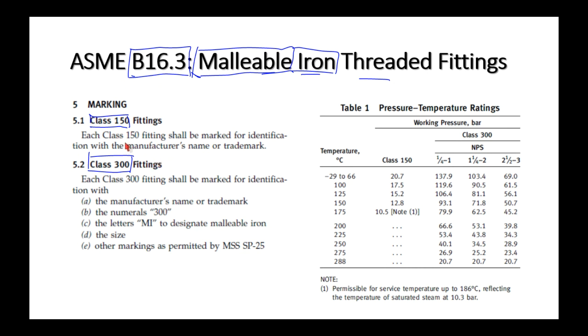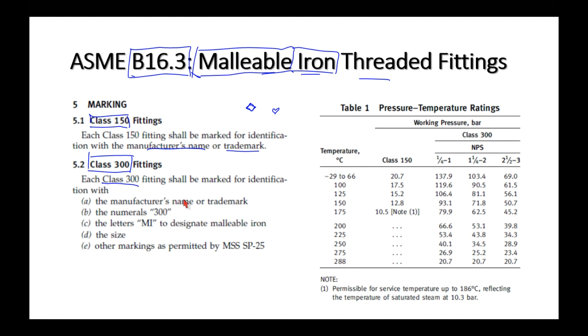But the markings are different. All you get on a class 150 is just the manufacturer's name and trademark. Some fittings might just have, say, a little diamond on it, and you're going to wonder, what the heck is the diamond? The diamond is a unique manufacturer trademark for the XYZ company. Another one's got, I don't know, a heart on it. I'm just making this up, okay? Maybe the heart is the YXZ company. They would just have some kind of a symbol that represents their company.